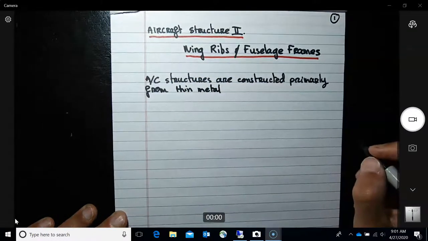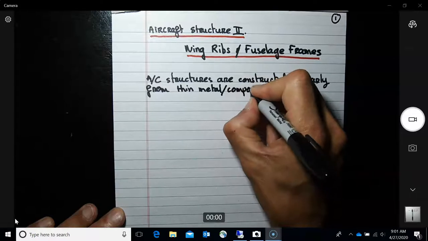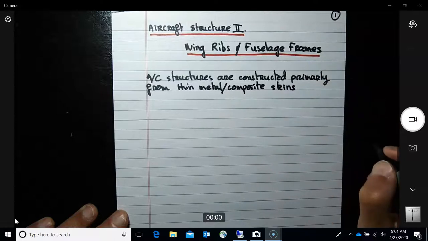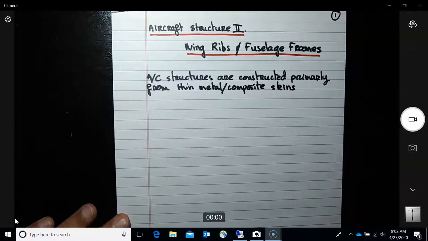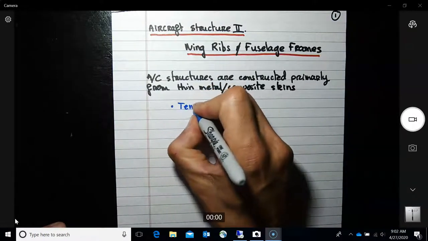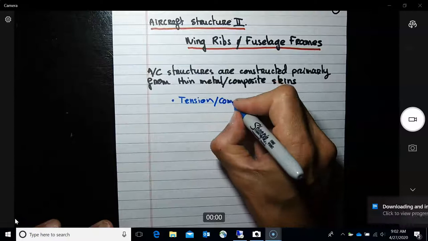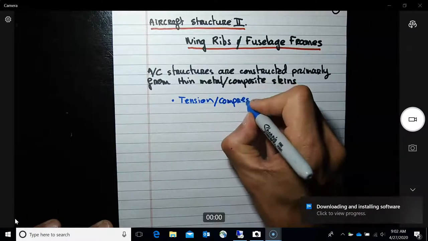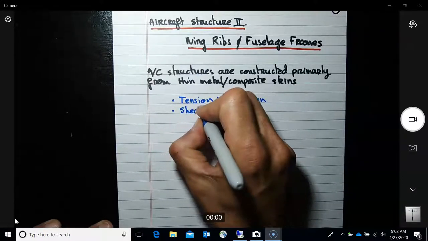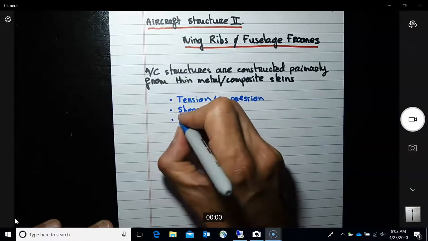Okay, in the old times it used to be 100% metal, but nowadays sometimes they have a little bit of composite, so I'm just going to add composite skins. So this type of structure is good in what? We know that the three basic loads you can have are tension, or the opposite, which is compression, the next would be shear, and the last one would be buckling.